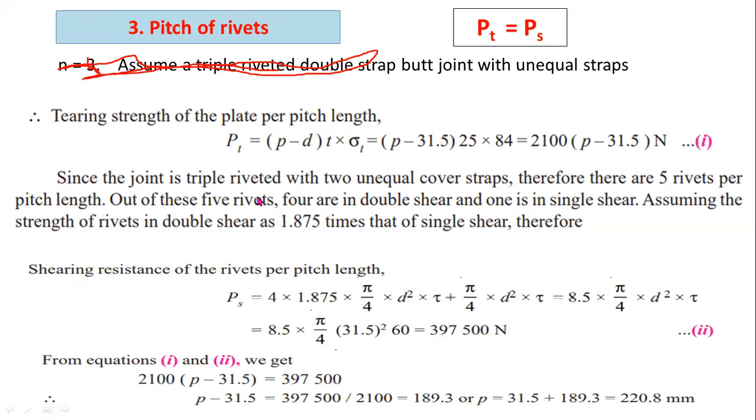Here you can observe for triple riveted joint with 2 unequal cover straps, there are 5 rivets per pitch length. Out of these 5 rivets, 4 are in double shear, 1 in single shear. That's why I consider double shear for 4 rivets and single shear for single rivet. This is the formula for single shear. This is the formula for double shear. This is the final value of shearing strength.